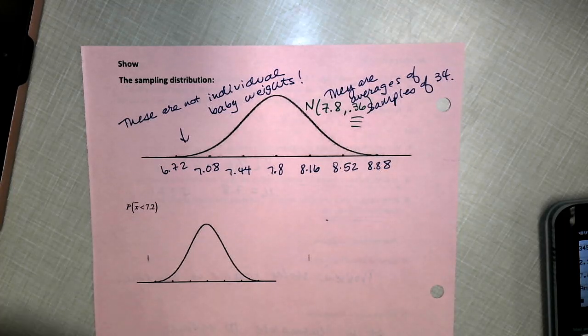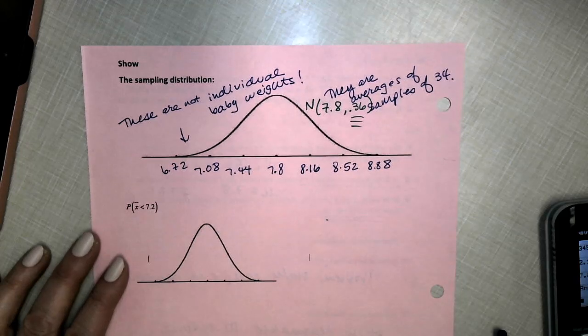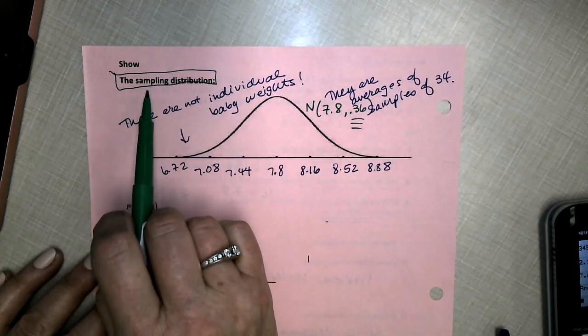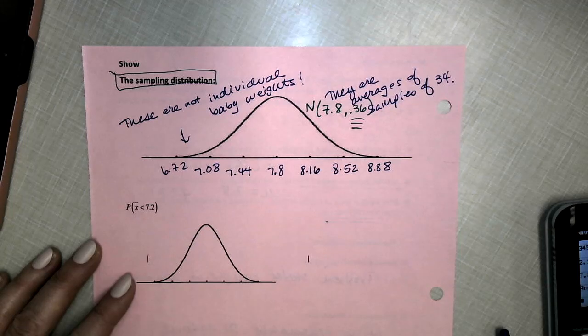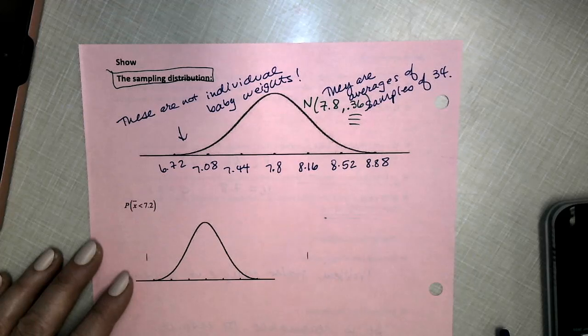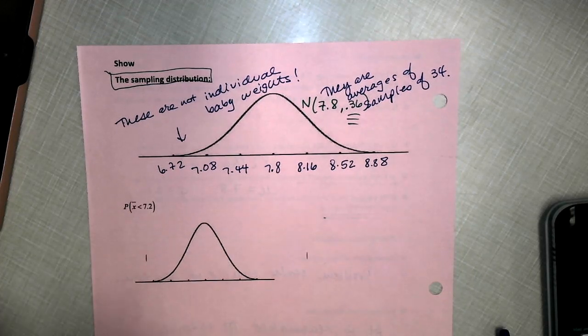So this is the sampling distribution, what we just spent the whole first week on. A sampling distribution: this particular sample of 34 had a mean of 7.2. Is that exceptional? Is that statistically significant? That's what we're looking for.